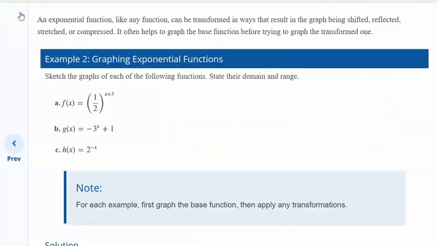Now, in looking at our next example, exponential functions, like any function, can be transformed in ways that result in the graph being shifted, reflected, stretched, or compressed. Those are background words. So what would happen in something like this? A function with the base of 1/2 raised to the x plus 3. What's that going to do? Well, that's going to shift it.